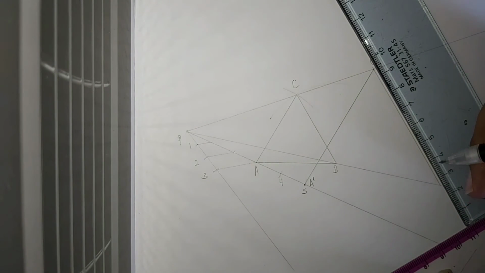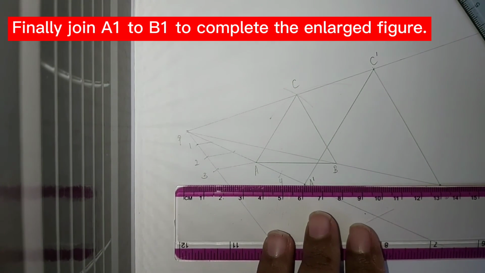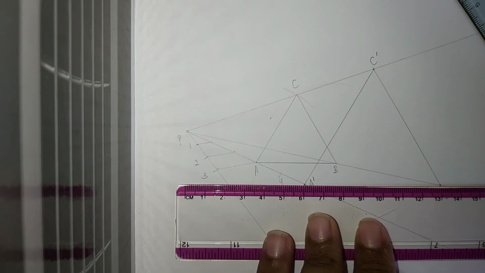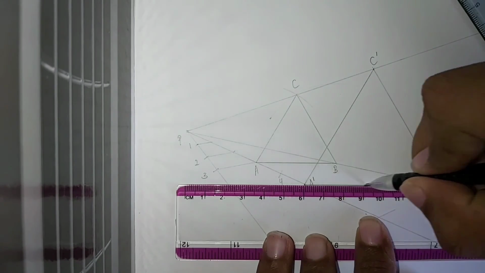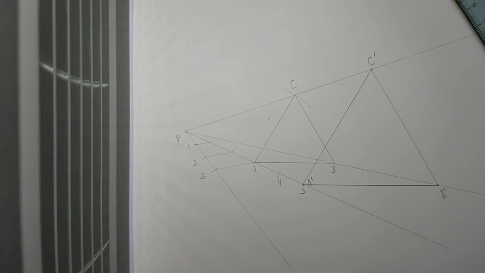So again, important note, the same line that is going through point B is also going through B1, right? That's how you always know that the construction is correct. And finally, all I need to do here is join A1 to B1, and that's the enlarged figure.